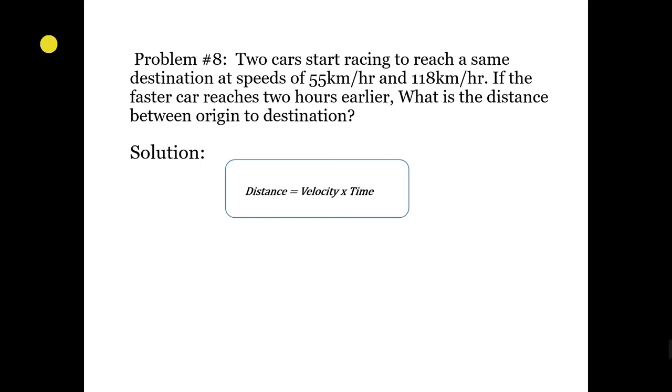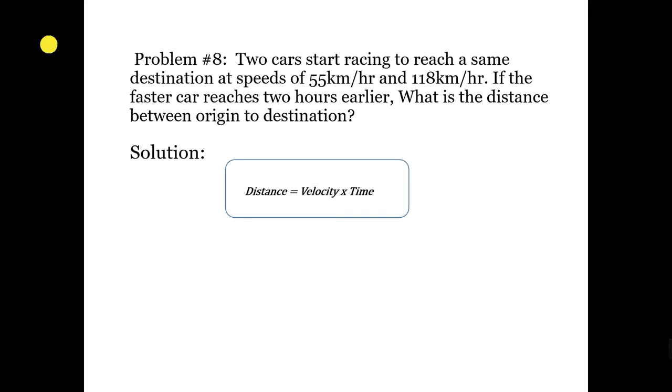Let us proceed to our last example. Two cars start racing to reach the same destination at speeds of 55 km per hour and 118 km per hour. If the faster car reaches 2 hours earlier, what is the distance between origin and destination?